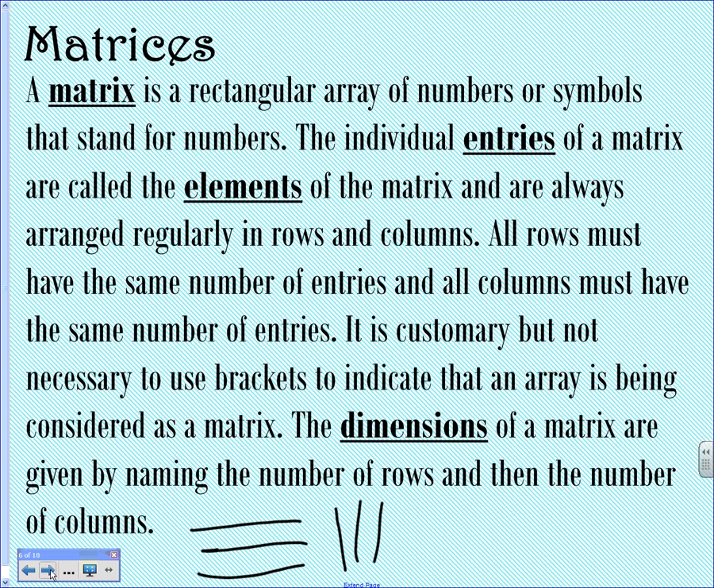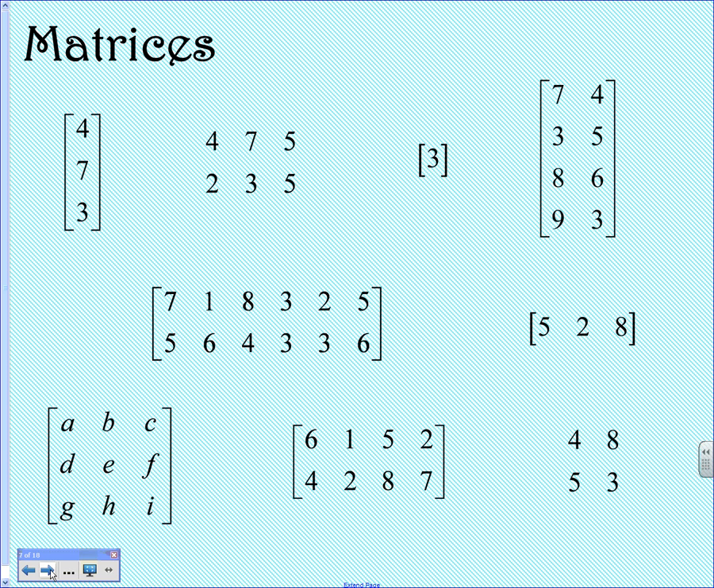All right, so these are all examples of matrices. So we're going to practice naming them. Well, how many rows do they have, or does this one have? 3 by 1, because it has one column. 3 by 1. What about this one? How many rows? 2 by 3. This one?